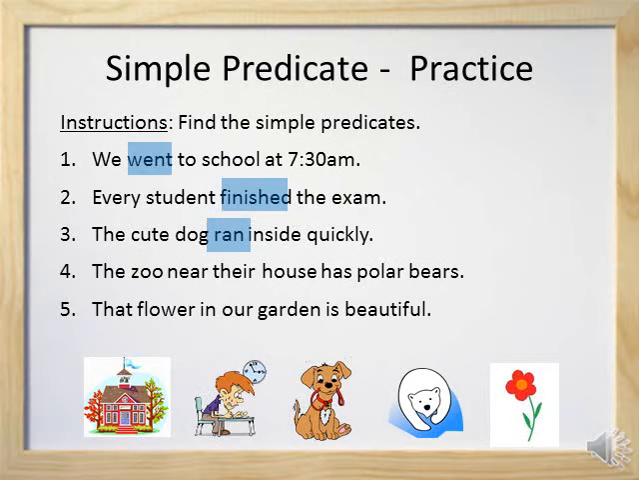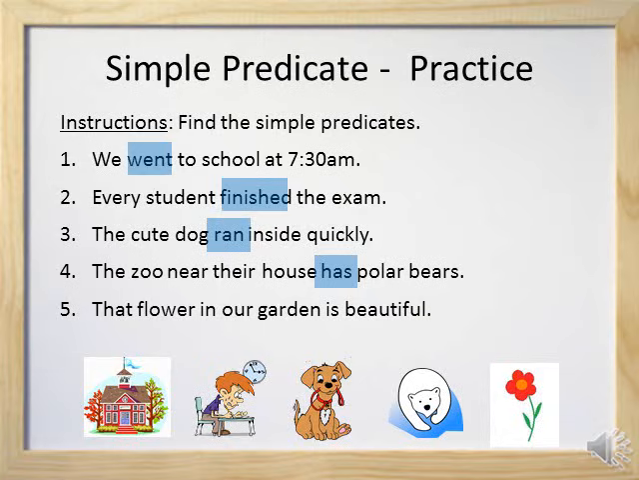That word is zoo. So the subject of the sentence is zoo. And what action word tells us what the zoo did in this sentence? Has. So has is the simple predicate or verb in this sentence. Number 5, that flower in our garden is beautiful.